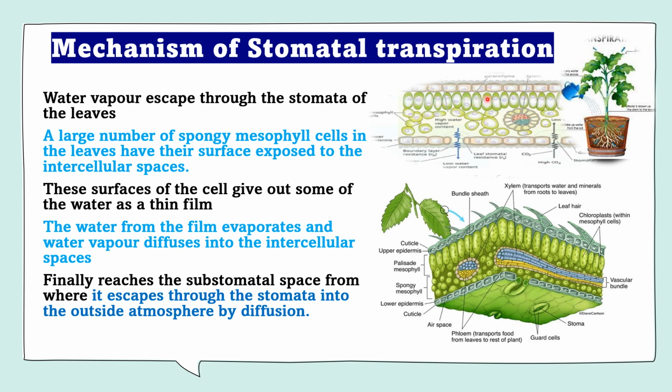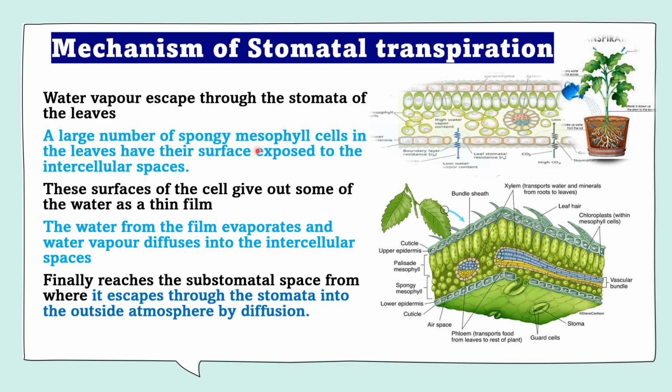These cells we call palisade cells. Next to the palisade cells are the spongy mesophyll cells. Here you can see the first layer is palisade mesophyll cells. Next to the palisade mesophyll cells, you can see spongy mesophyll cells. They are loosely packed. In the spongy mesophyll cells, you can see intercellular spaces here.